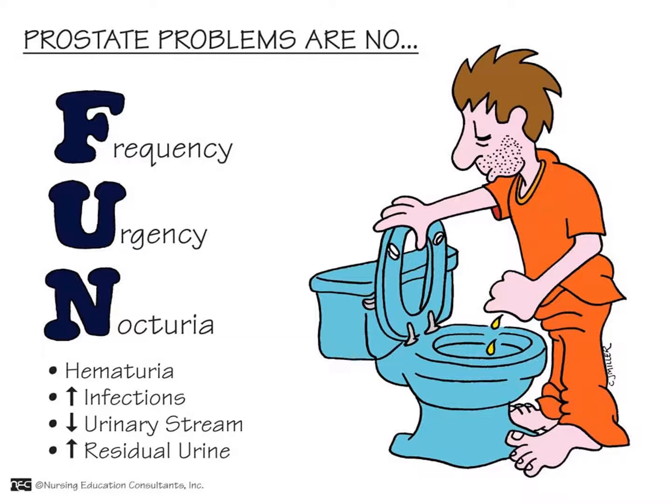They may also have blood in the urine. There's definitely an increased risk of infection because that urine is stasis. It's staying in there. And so we know anytime something is stasis, that's not a good thing. The decreased urinary stream and an increase in residual urine, which is again urine that's staying in there and not coming out as it's intended to.